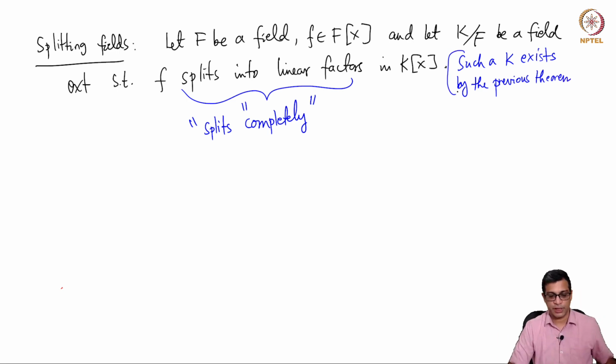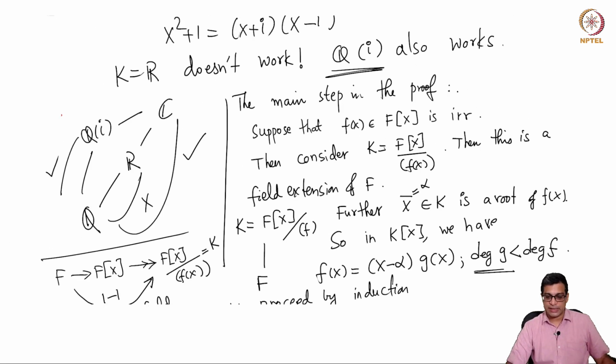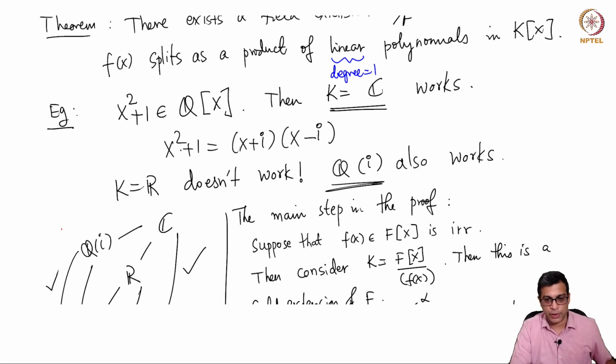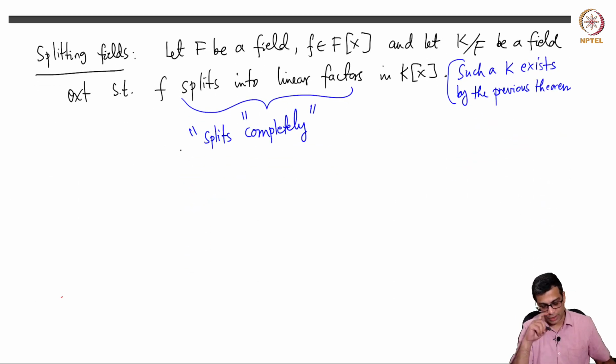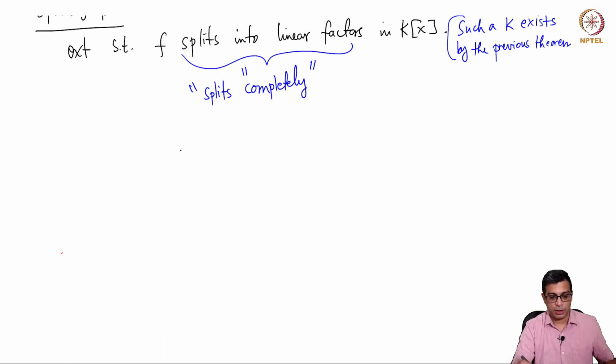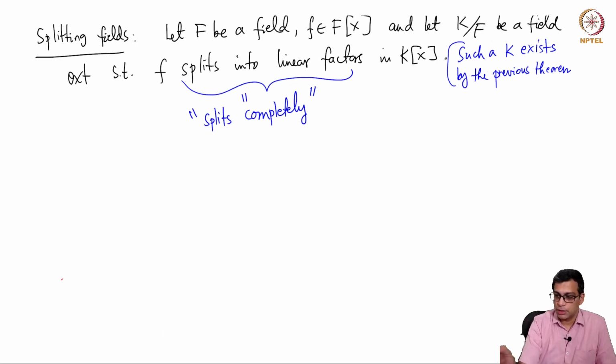Right, such a K exists by the previous theorem. Now as this example here of C for x square plus 1 showed, maybe we are doing too much in that field. Maybe there are lots of unnecessary elements and we don't need those. So this is the following. So now a splitting field.